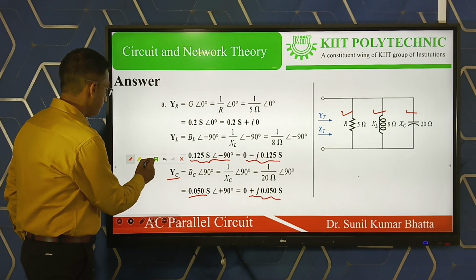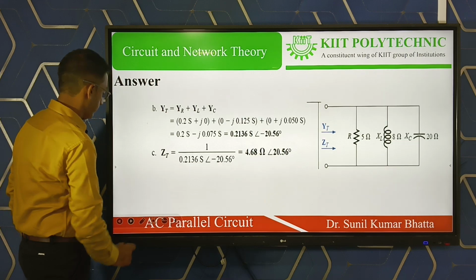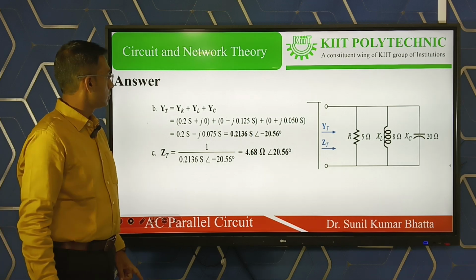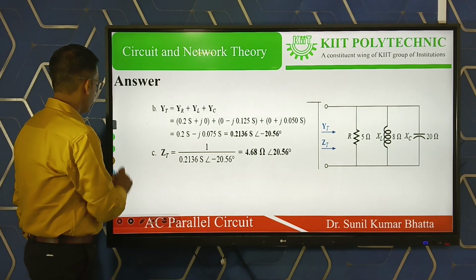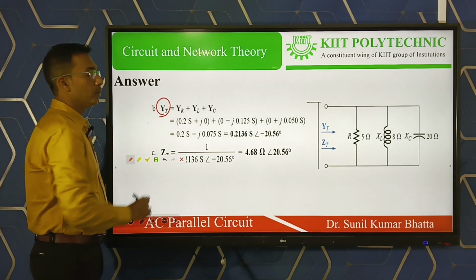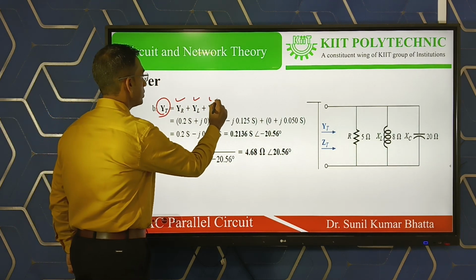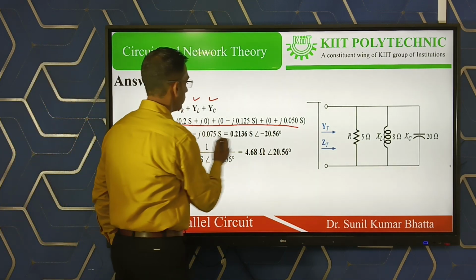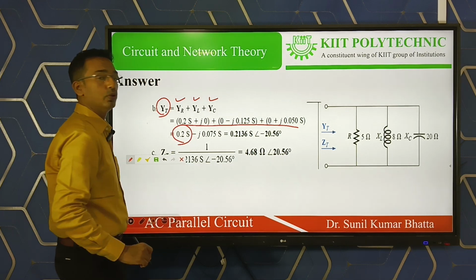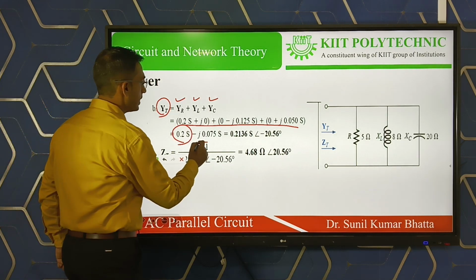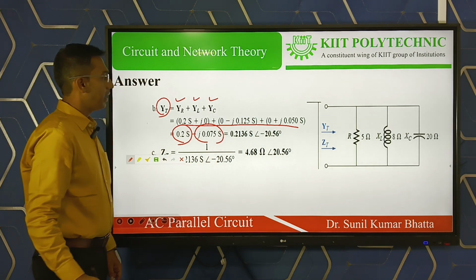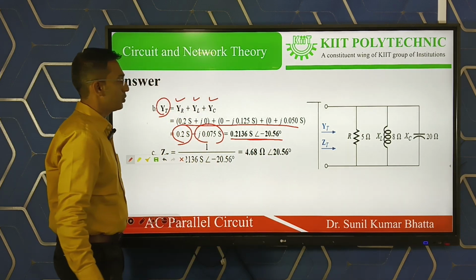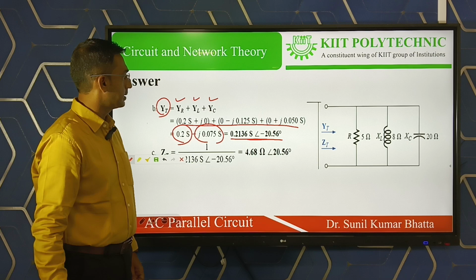Coming to the next slide, here the total admittance is calculated. Total admittance Y equals YR plus YL plus YC. All three rectangular values are added: the real value comes to 0.2, and the imaginary values added come to minus 0.075. The value in polar form is also written, with a magnitude of 0.2136 Siemens.